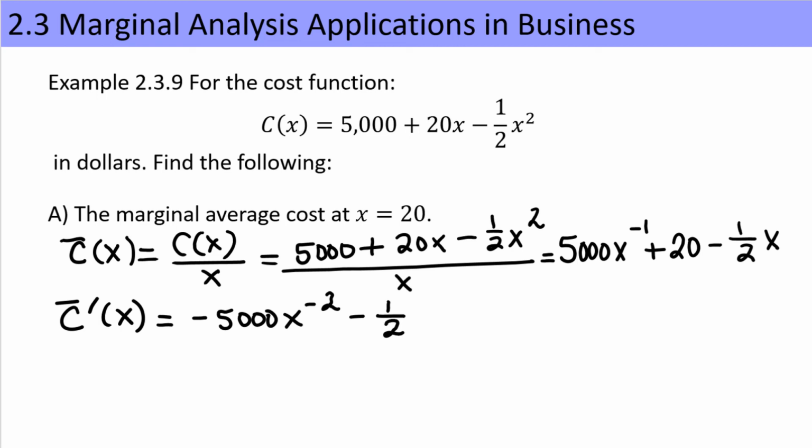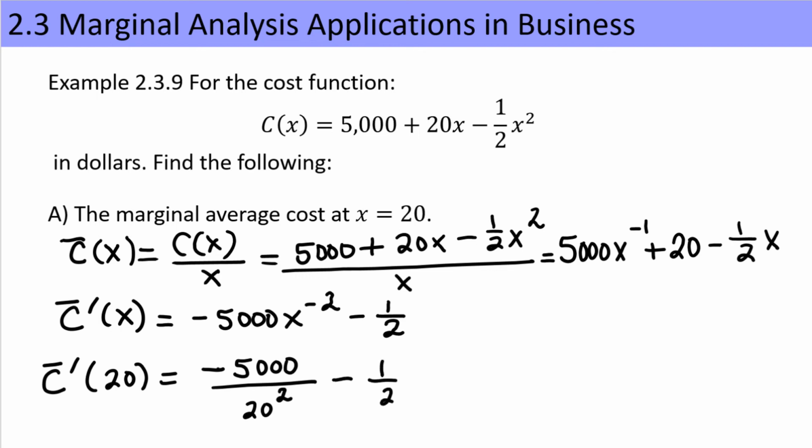Let's evaluate this at 20. So we have C bar prime, that's marginal average cost, evaluated at x equals 20. That's minus 5,000 divided by 20 squared, minus 1/2. When you compute that, you will get negative 13.